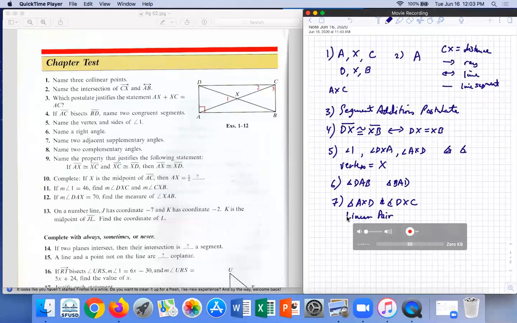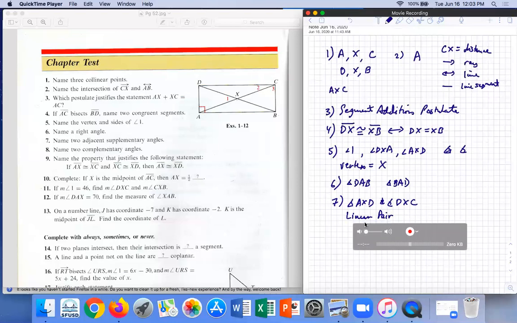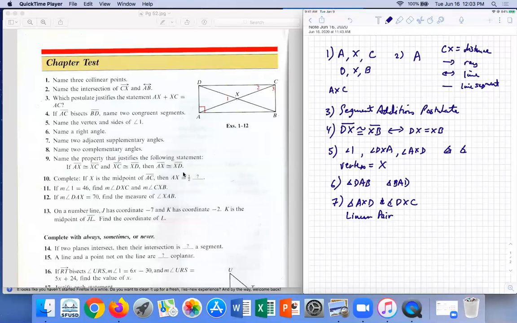I'll bring this up because there's a linear pair postulate. The linear pair postulate just says that if 2 angles form a line, then they are supplementary. So that's what the linear pair postulate says. All right, 7. Number 8, name 2 complementary angles.